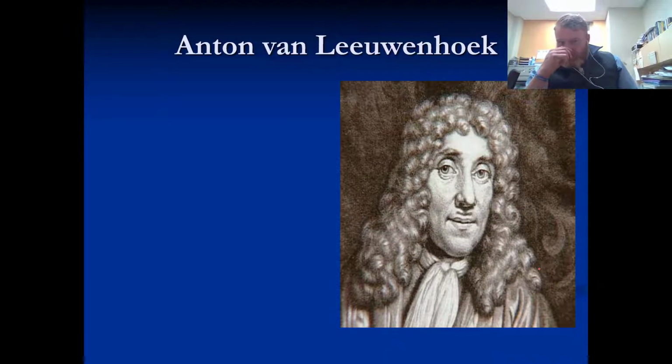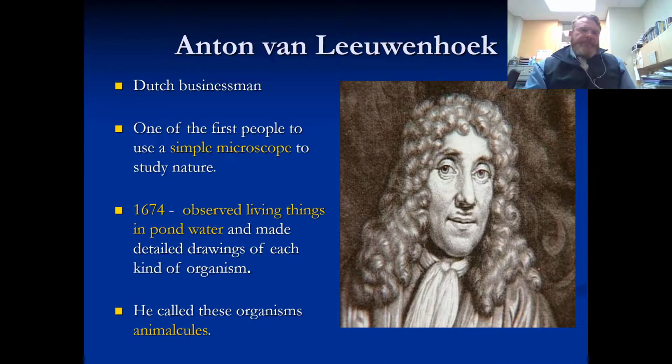All right, first one, Anton von Leeuwenhoek. He was a businessman more so than a scientist, but he was really the first person to use a simple microscope. Okay, he looked at pond water and saw that there were little things in the pond water. These little things were like little amoebas, parameciums, little things like that.